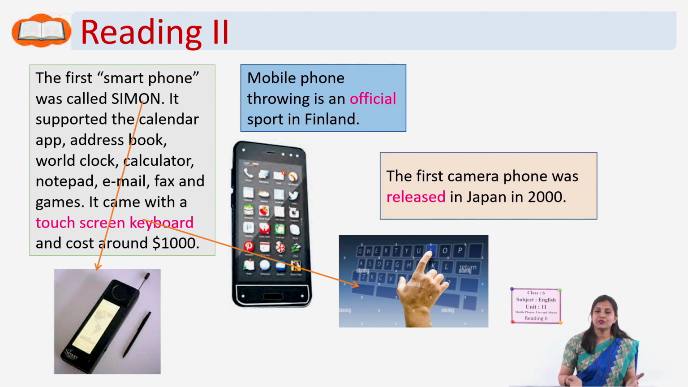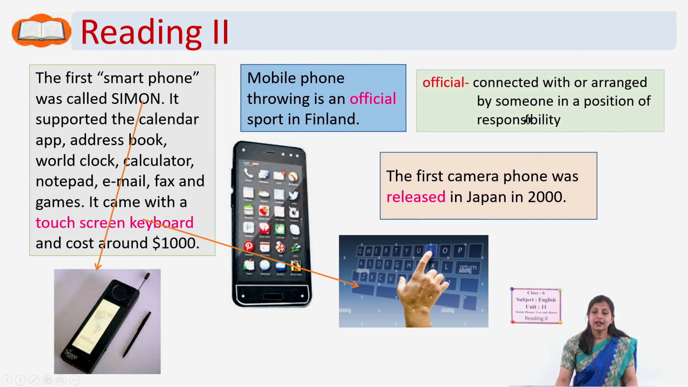What was the price of the first mobile phone? Yes, $1,000. Okay. Mobile phone throwing is an official sport in Finland. Wow! Have you known about it? It's a sport. In fact, it is an official sport.